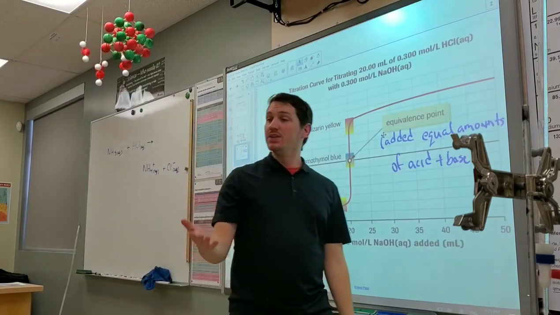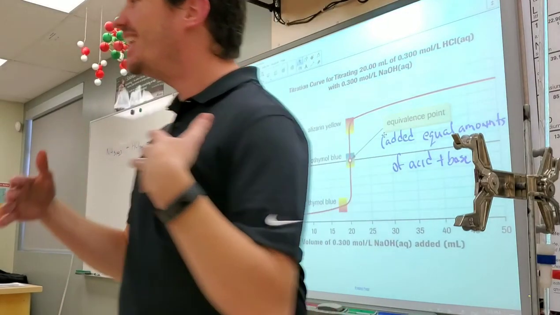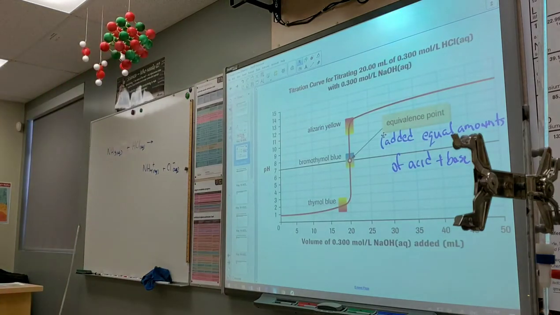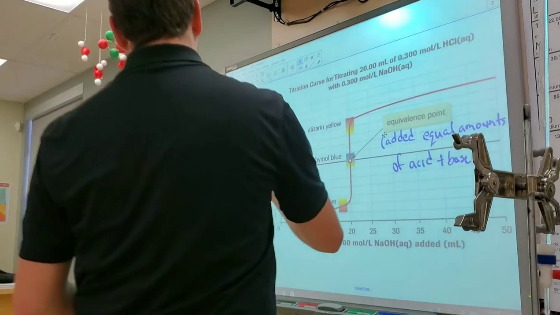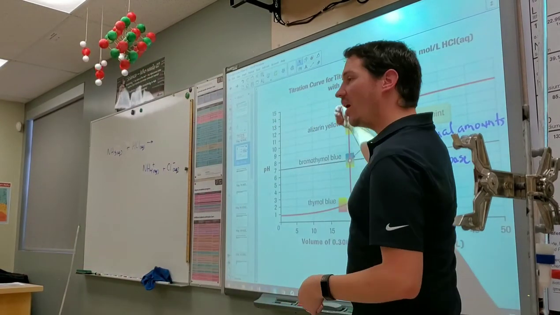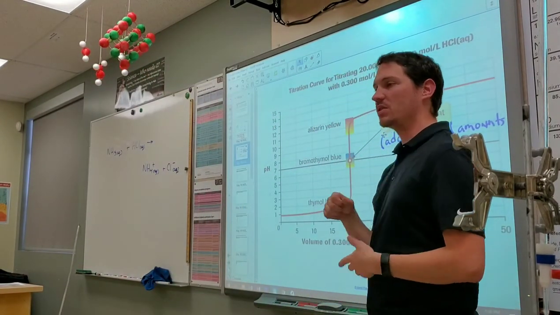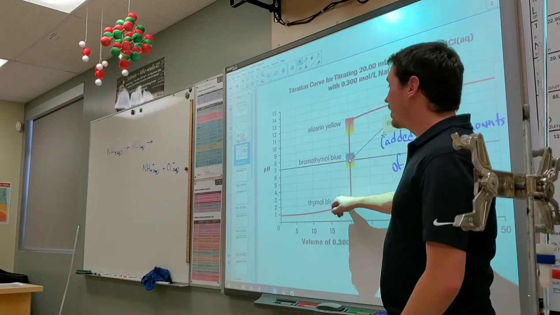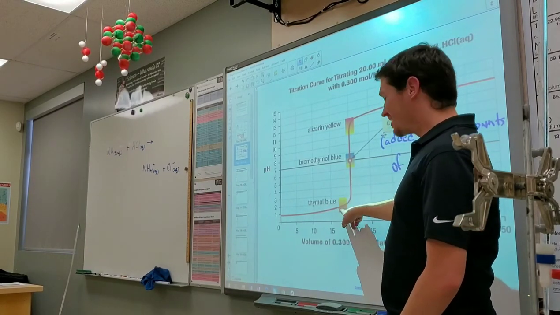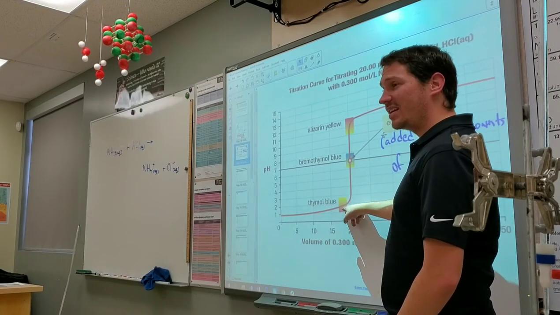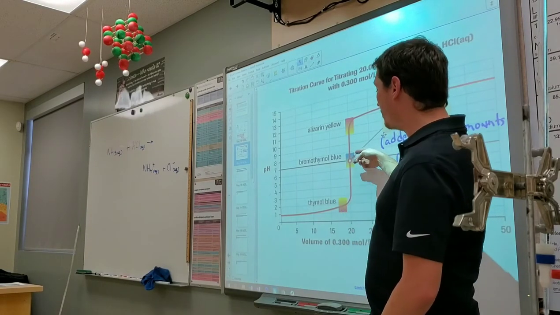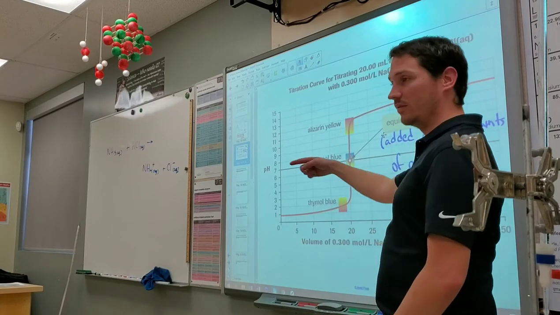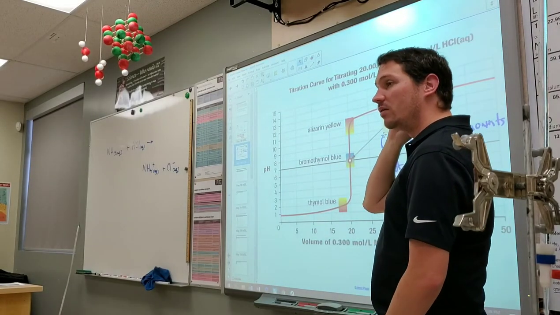Now, when we're picking an indicator for our reactions, we always want to pick an indicator that falls in the middle of this sharp incline, or that sharp decline that we saw earlier. So thymol blue, this is the pH range of thymol blue. Is that appropriate? Is this matching up with the midpoint, or the equivalence point here? No.